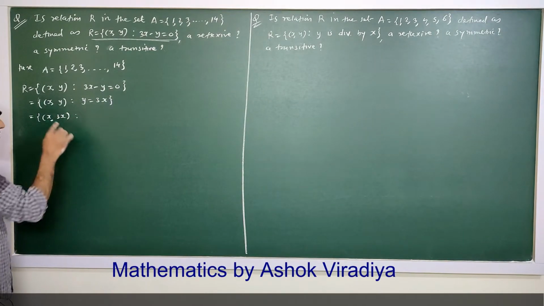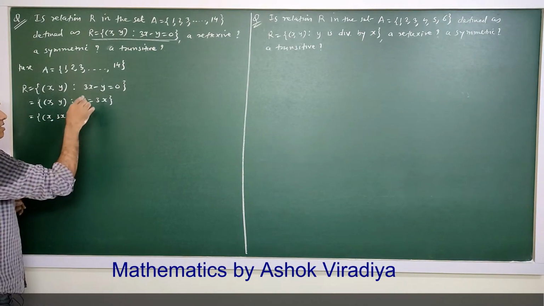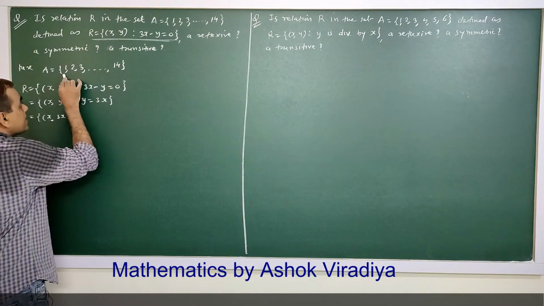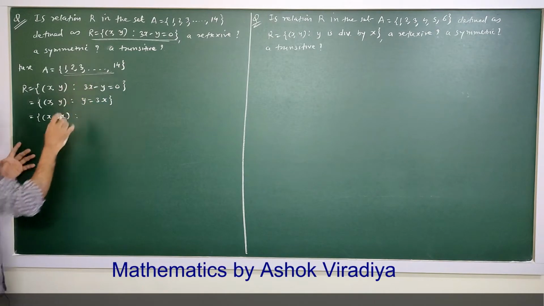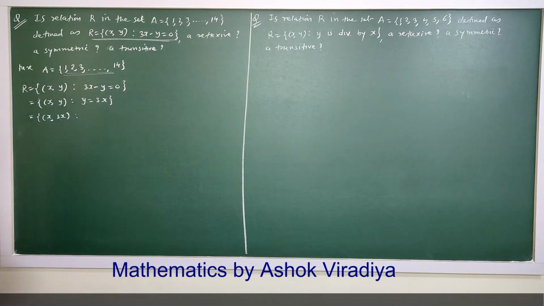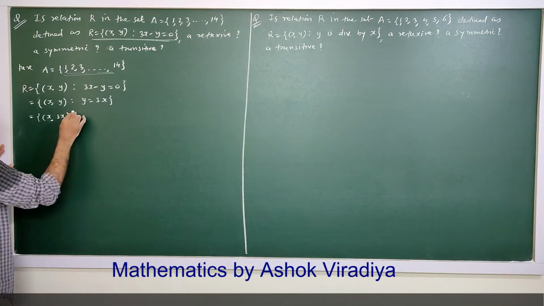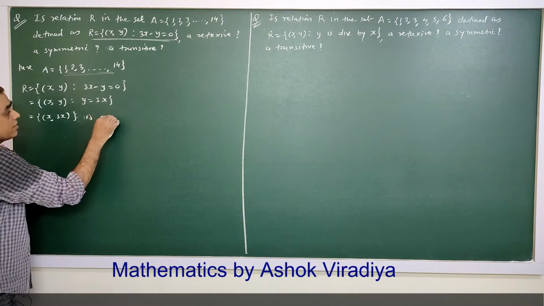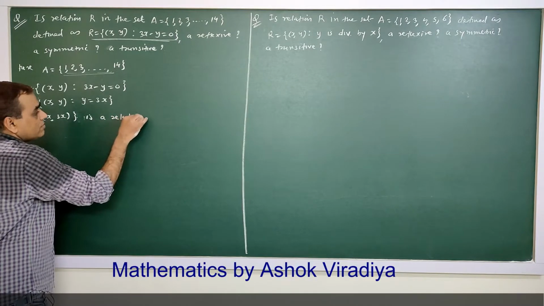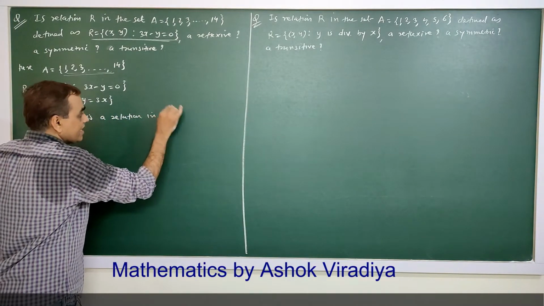Here x is in set A. Both numbers x and 3x must be from A. Then and only then will it be a relation. So this can be expressed in this way. So this is a relation in set A.